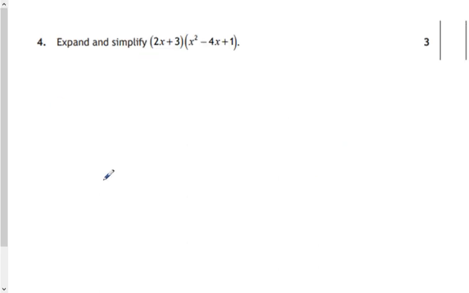Continuing on. Expand and simplify. So we've got our brackets here. We've got 2x plus 3 multiplied by x squared minus 4x plus 1. Now this is one of those 3-mark questions. There'll be 1 mark for getting any 3 terms correct, a 2nd mark for getting the other 3 terms correct, so having all 6 of them correct. The 3rd mark is for the simplification at the end.